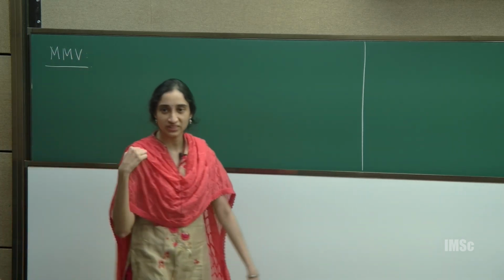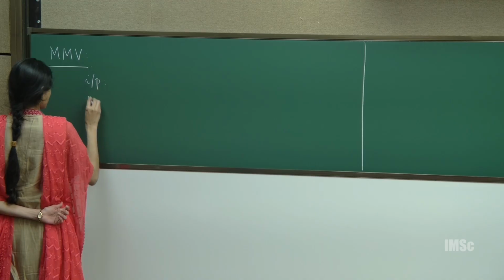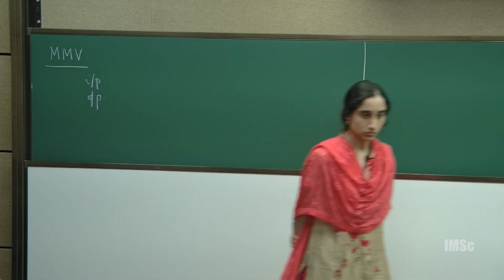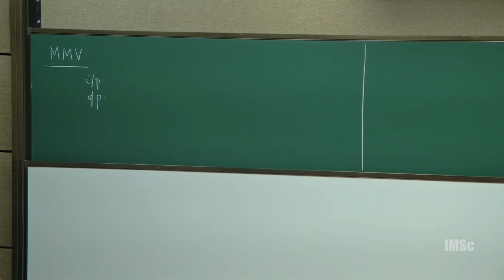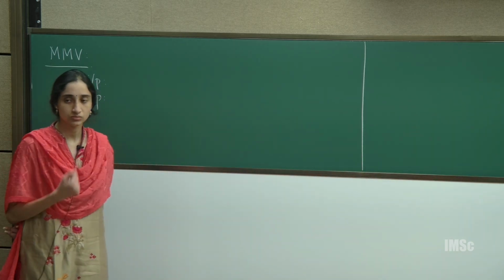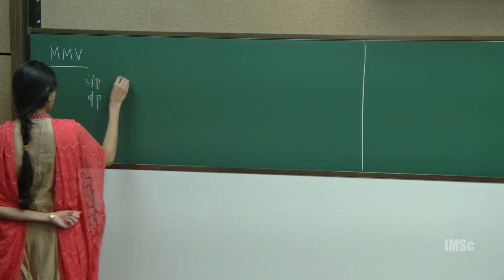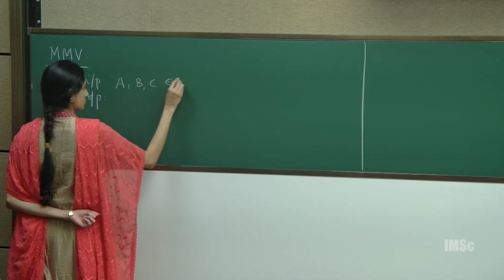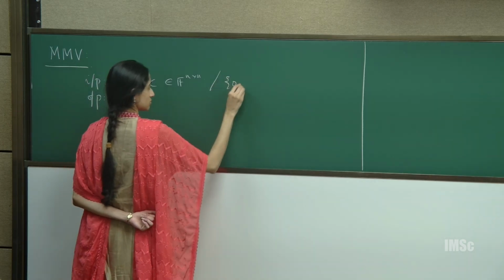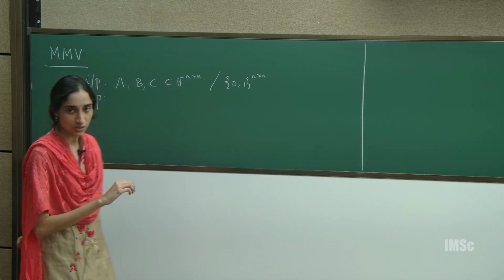So matrix multiplication verification is what we were doing. Do you want to recall the problem? What was the input? Matrices with entries 0 or 1. And I want to output 1 if AB is equal to C.